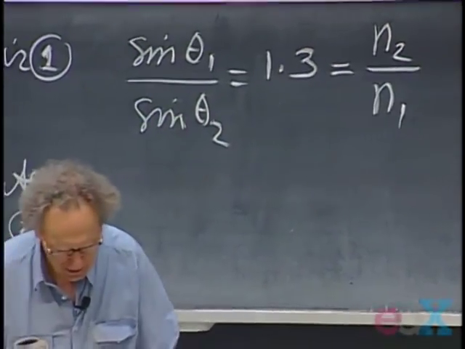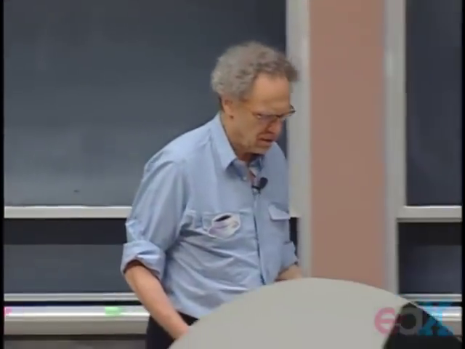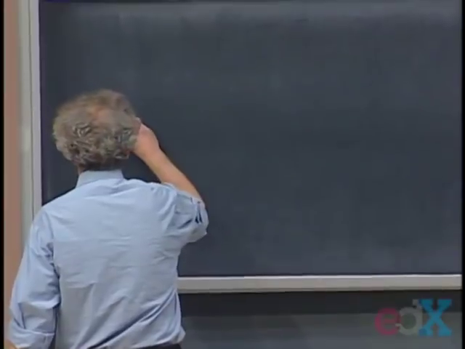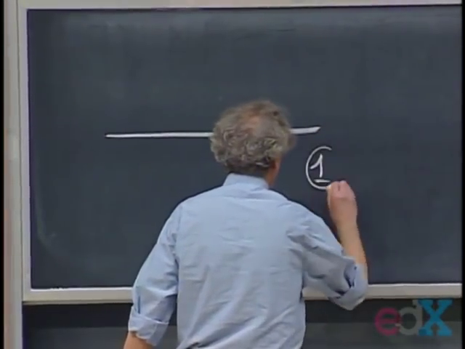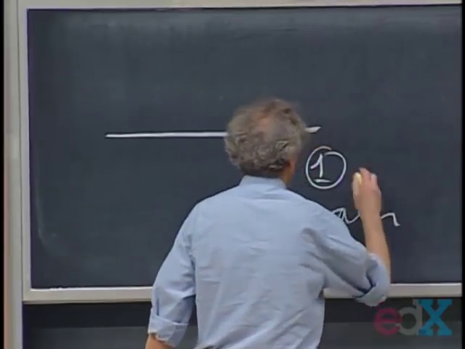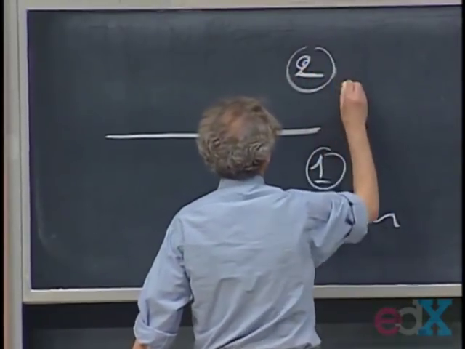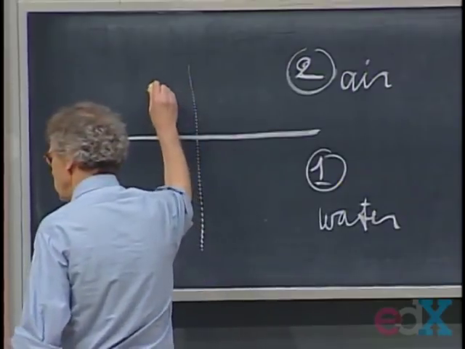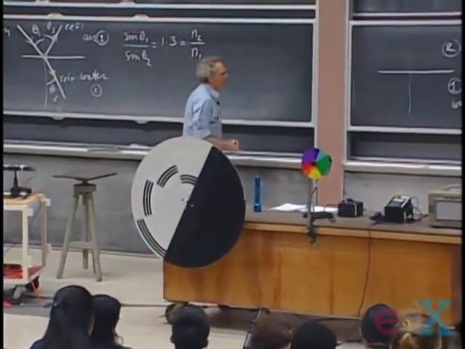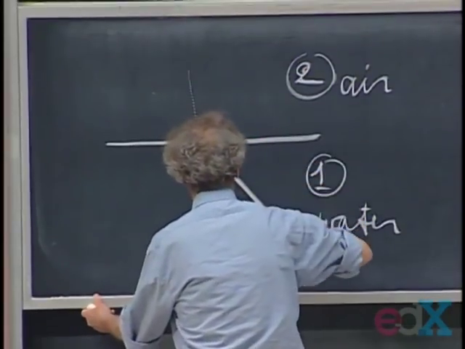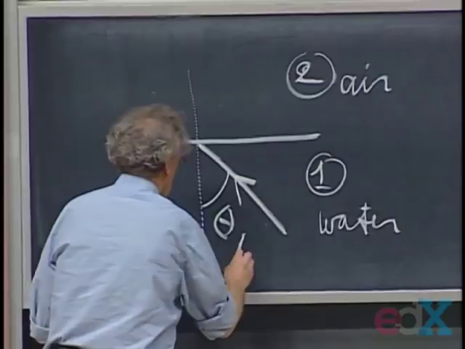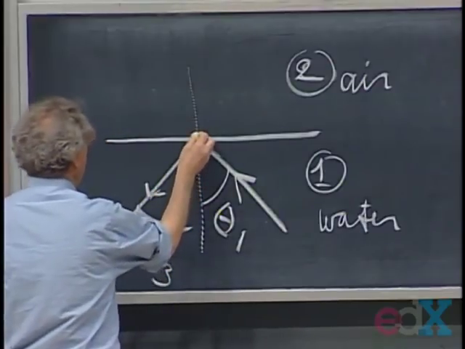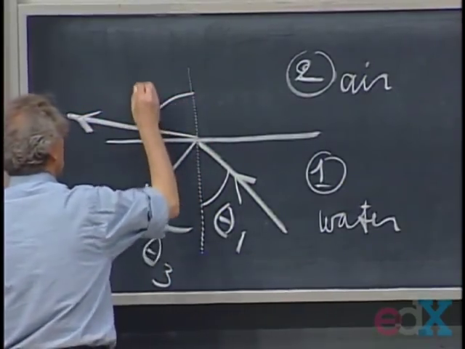But if you go from water to air, then the situation is reversed. And that's what I want to address now. That's actually quite interesting. So now my medium one is now water, and my medium two is now air. And so now I go from here to here, and so here I have my angle of incidence, theta one, and here I have my angle of reflection, this theta three, and now here I have my angle theta two.